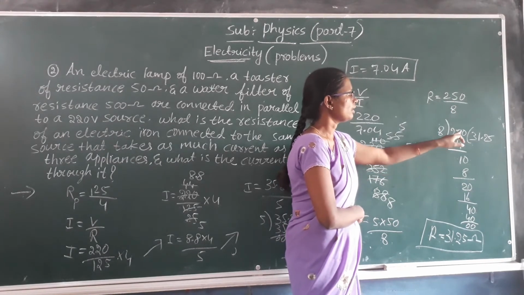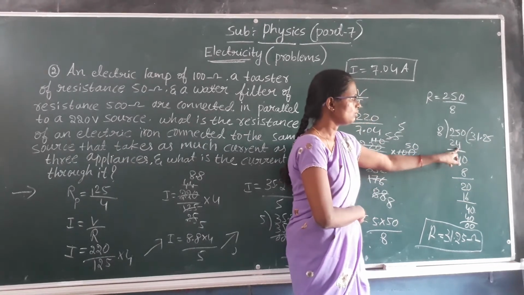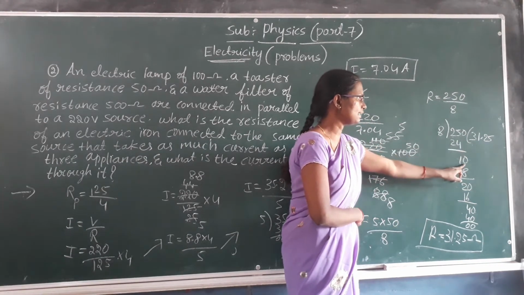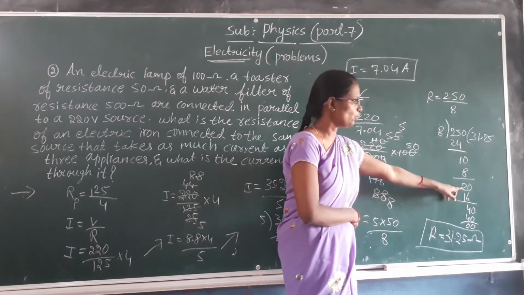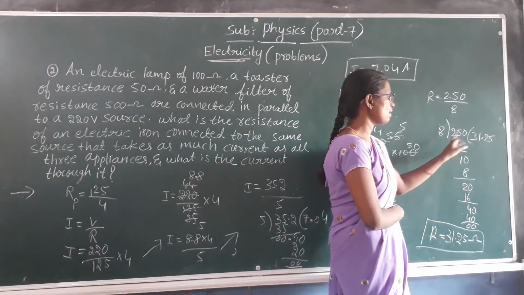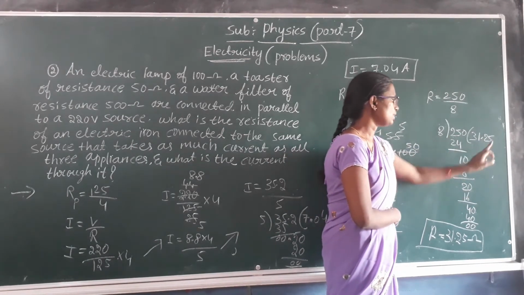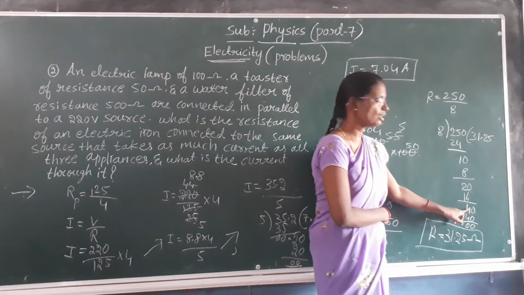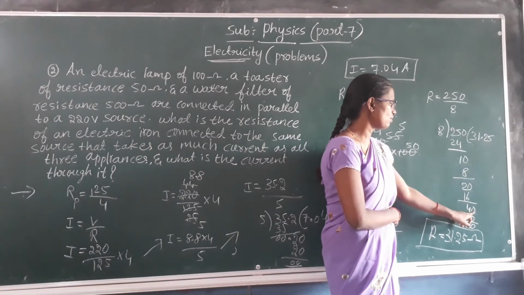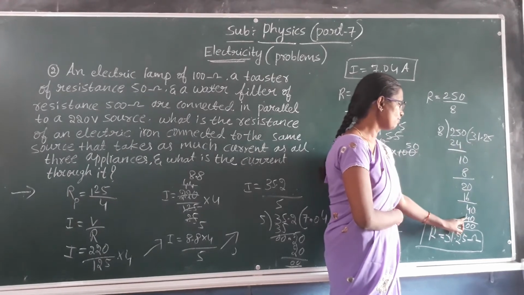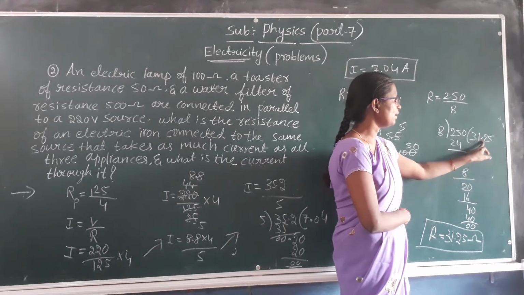So 8 divided by 250. 8 3s are 24, so 1 remains and 0 as it is. 8 1s are 8. So what is the remainder here? 2. 2 is less than 8, so you have to take the decimal point. It will become 20. 8 2s are 16, so what is the remaining? 4. The decimal point is already there, so take 0, it will become 40. 8 5s are 40. So the remainder you are getting is 0, and the answer is 31.25.